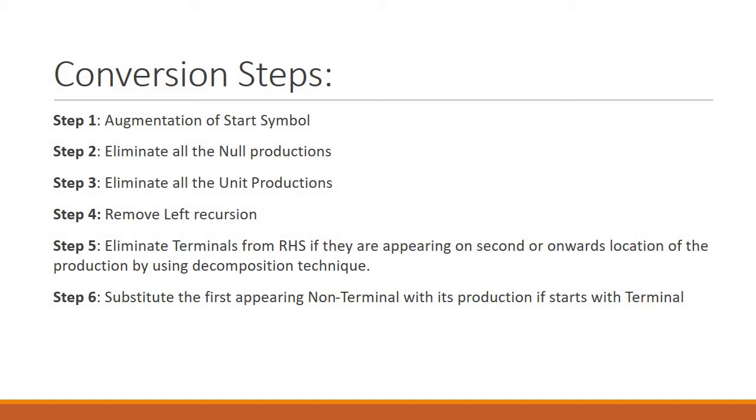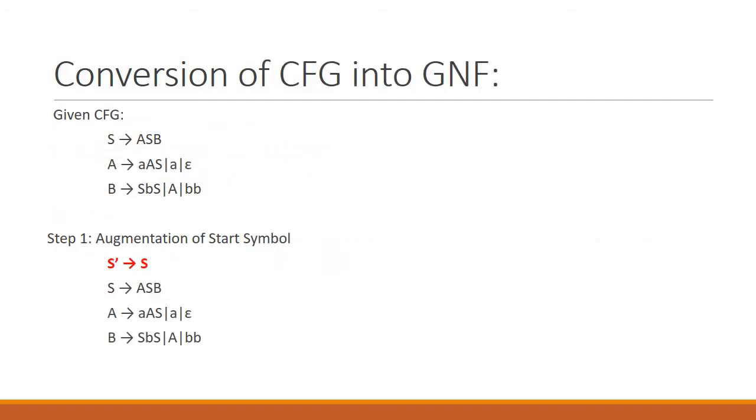Step number 5, we need to identify the terminals in the production, and only those terminals need to be eliminated with the help of the decomposition technique, where the terminals appear either in the second location or somewhere else, not in the first location. And step number 6 is the substitution of the first appearing non-terminal with its production if it starts with a terminal. So what we need in the end is that every production should start with a terminal. That is the case in Greibach normal form.